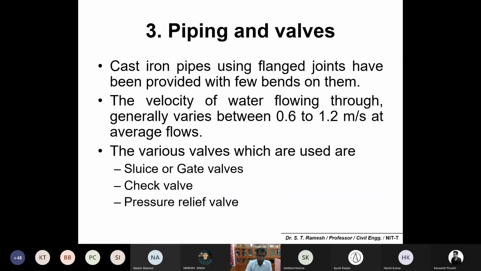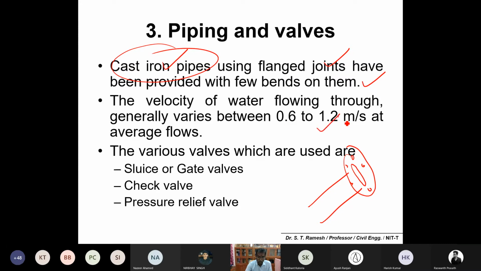Okay, and you are in a position to select now the piping and valves. They may use cast iron pipes with flange joints. Please make a note: CI pipes with flange joints. The CI pipe you are already familiar with, and flanged joints also. You would have seen these tough flanges like this. If you want to connect, this is easy. Okay, flanged joints with a few bends on them, and the velocity of water you have to assure is like 0.6 to 1.2 meters per second at the average flow, and they may also use different valves.